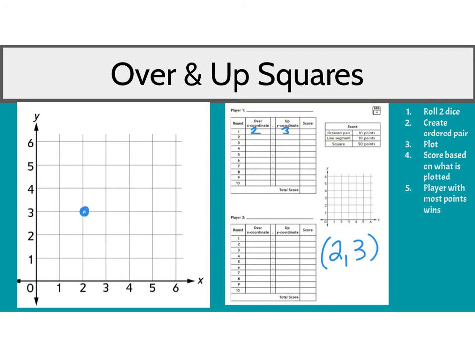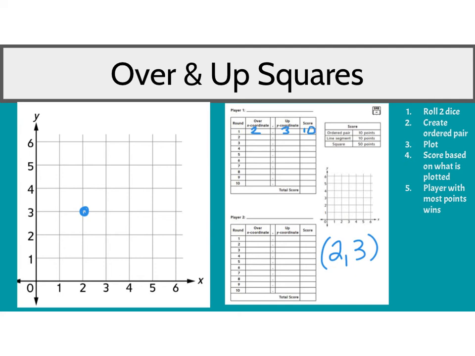Now my score, since I'm the first one to go, is going to be 10 points because I only get a score for just the ordered pair because that's the only thing that's happened so far. So in the score area, I'm going to place a 10.